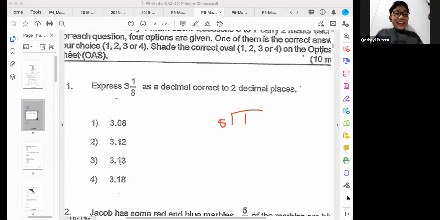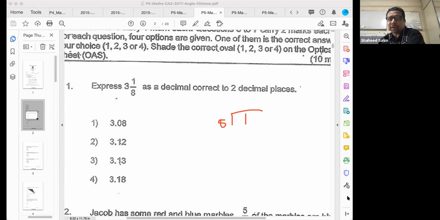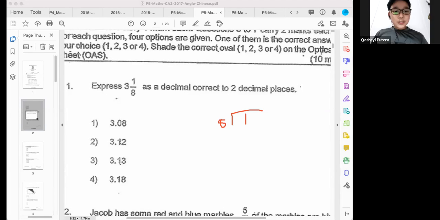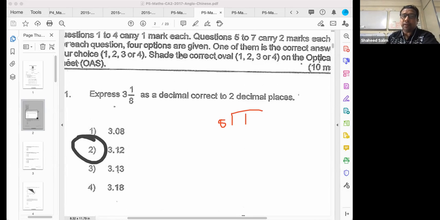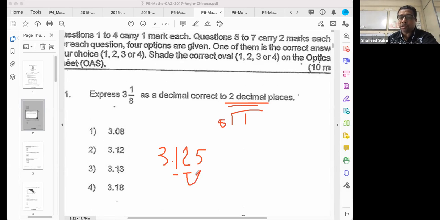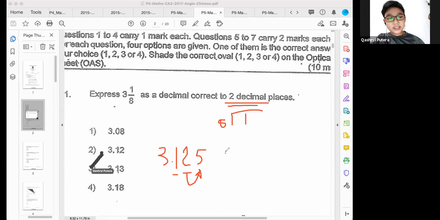But none of the answers is here, so you must convert to the nearest 2 decimal places. How to do that? Those of you who say the answer is number 2, let us see now. Count 1, 2, then look at the next digit. If the number is 5, 6, 7, 8, 9, you have to plus 1. The answer is number 3.